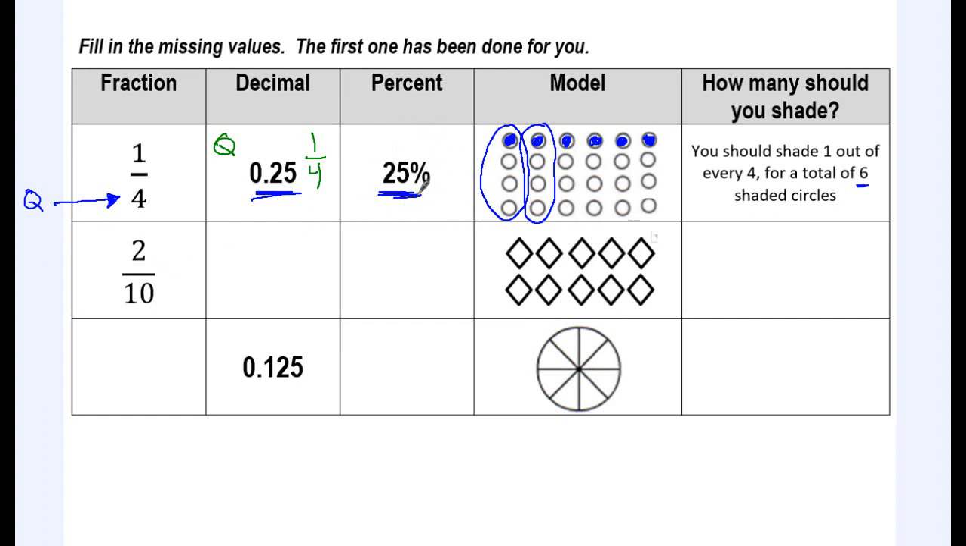If I were given the percent, I could look at it the same way. 25%. I know that that's 25 out of 100, so 25 cents out of 100 cents. Ooh, 25 cents. That's a quarter, right? Okay, so to make 100, I need 4 quarters, and 25 cents is only 1 quarter. So there's my fraction.